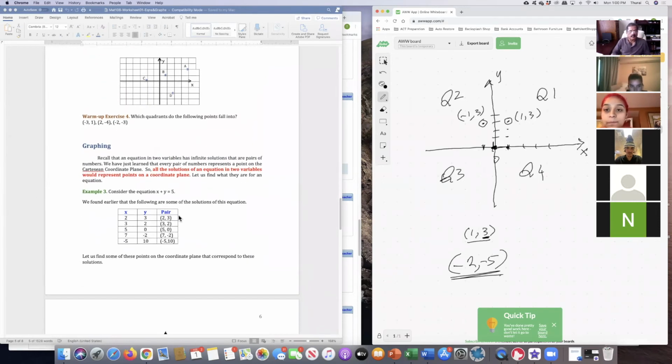Now let's understand graphing. Graphing means basically representing all the solutions on the coordinate system.